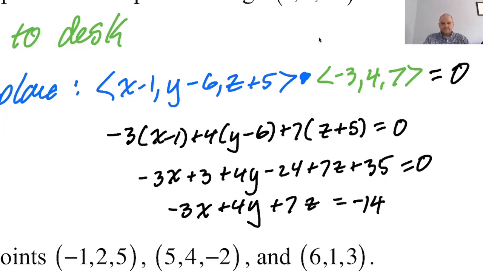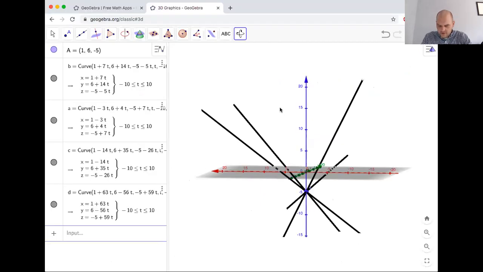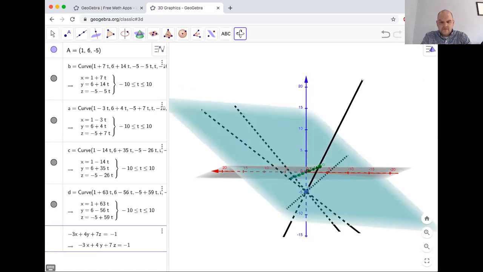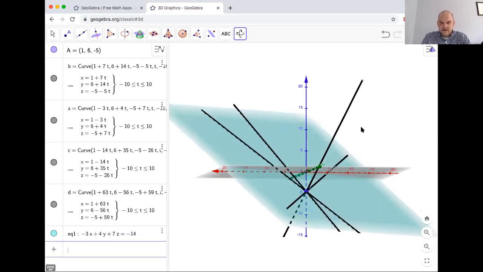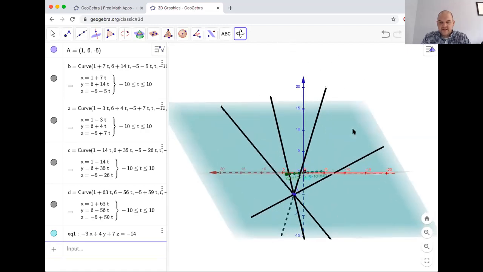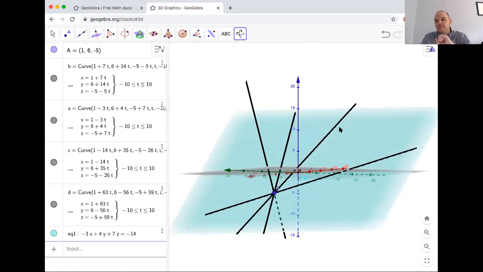What I'm going to do, I'm going to go back to that GeoGebra sketch that we have going. So back over. I hope you saved it. I am back over here, and I'm going to try adding that. So I'm going to graph -3x plus 4y. This is like the moment of truth. -14. How does it look? Ah, look at that. All of those lines are in that plane. That plane contains every possible line that is orthogonal to our given line that passes through the point, whatever the point is, 1, 6, -5.